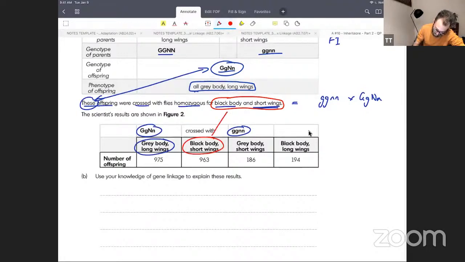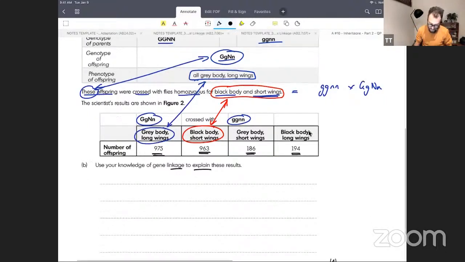Black body, short wings. So now we've got massive red flags going on here. We've got lots of these, right? And we've got relatively few of the other two possible outcomes. So use your knowledge of gene linkage to explain these results.